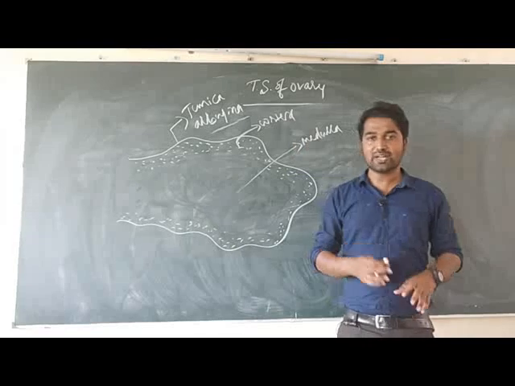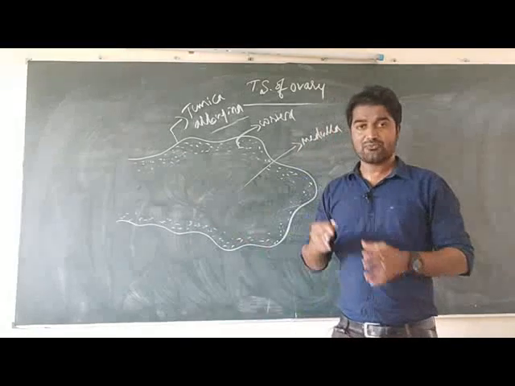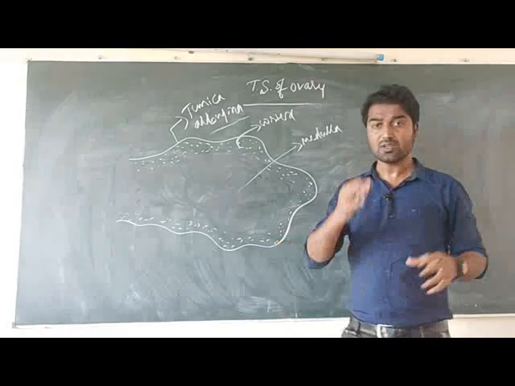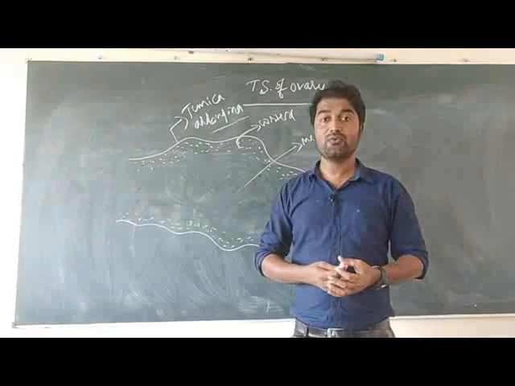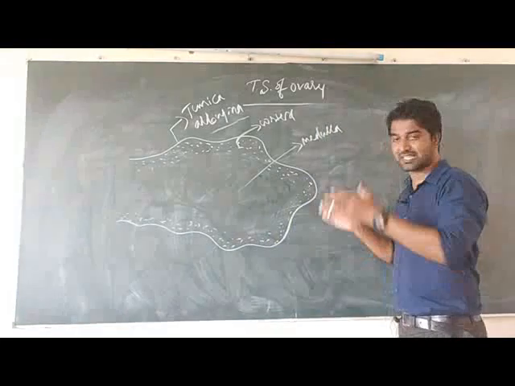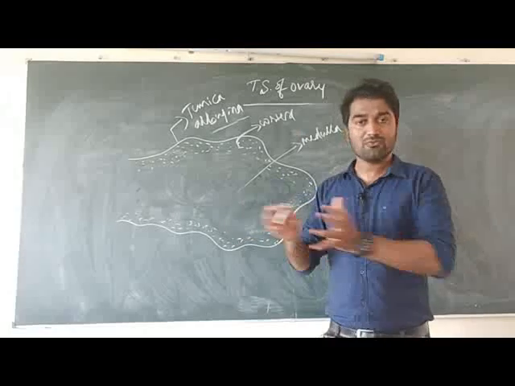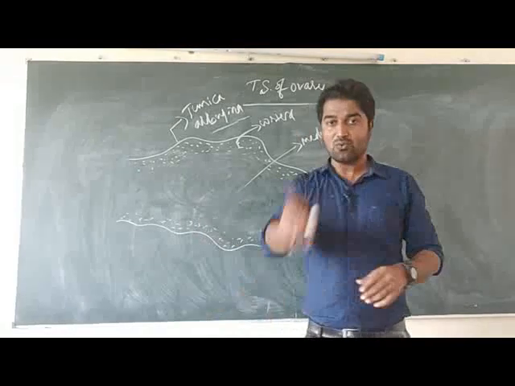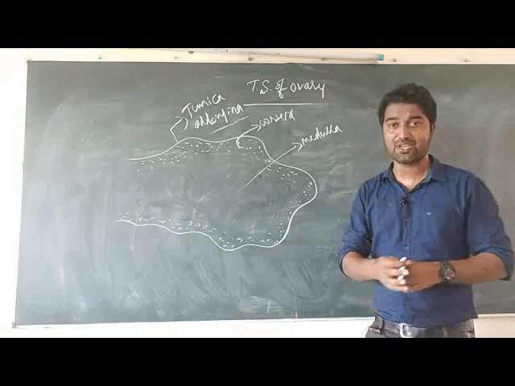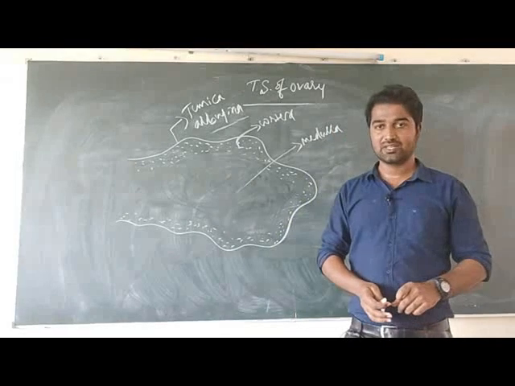And dear students, remember this thing, actually every month in a female human, 500 ovarian follicles develop, but every month among these 500 ovarian follicles only one primary follicle gets mature into Graafian follicle, that means matured follicle.